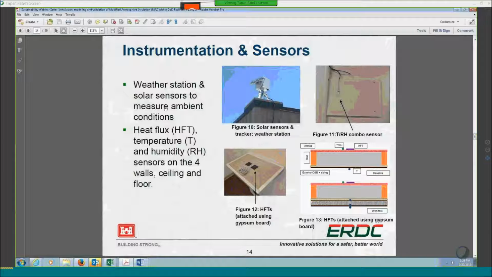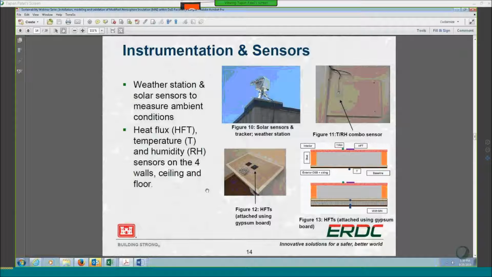Okay, so we have several sensors and instruments installed in this facility. Our goal, as I mentioned earlier, is to demonstrate the reduction in energy consumption, and also to show that these panels do help in reducing the energy losses through the walls. So we have a solar sensor there. We need the solar data for the EnergyPlus models. This figure 11 here is a temperature and relative humidity combo sensor. The heat flux sensors, we put them on some gypsum and then screwed them on the inside of the wall.